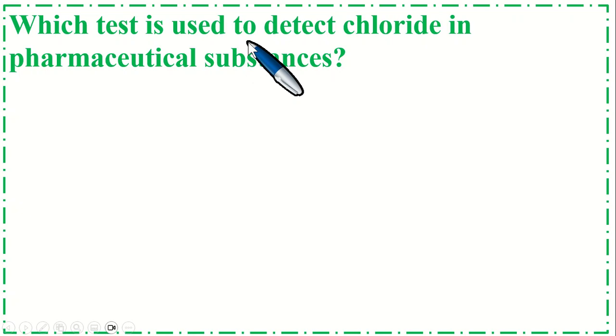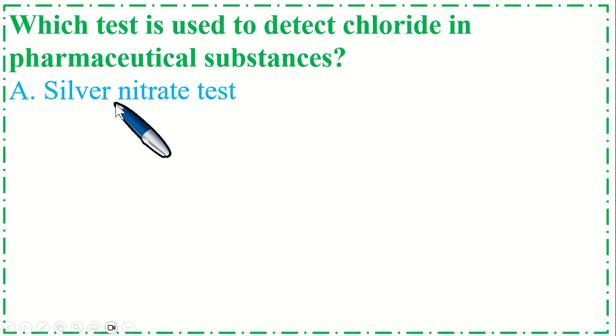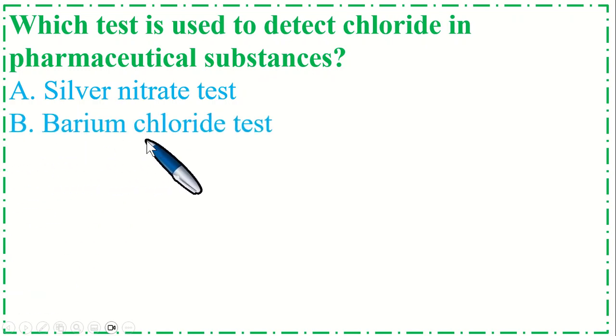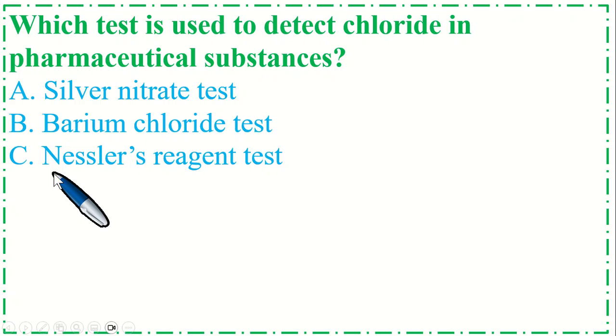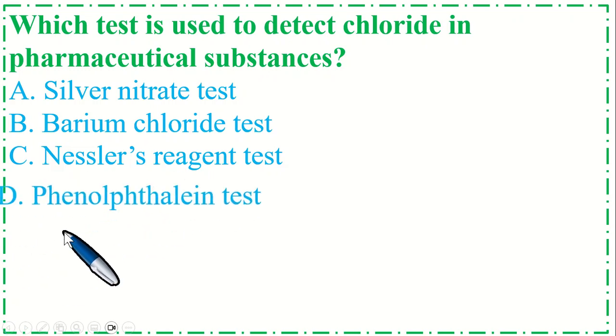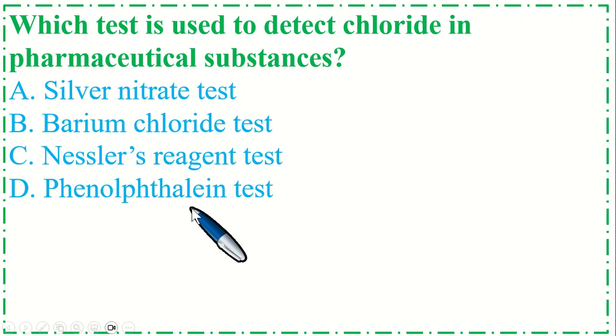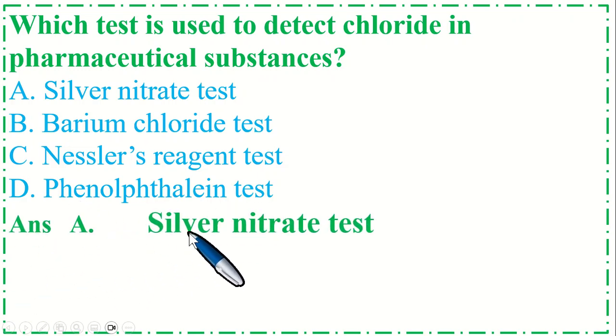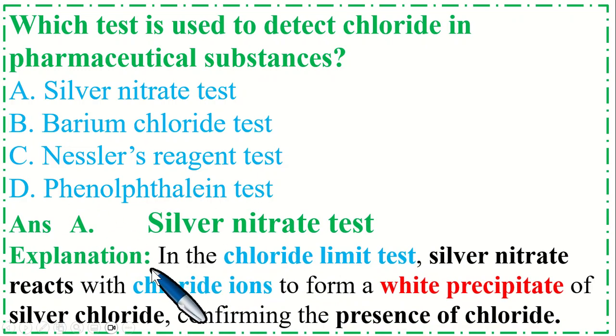Which test is used to detect chloride in pharmaceutical substances? Option A, silver nitrate test. B, barium chloride test. C, Nessler reagent test. And option D, phenolphthalein test. So the correct option is A, silver nitrate test. Explanation: in the chloride limit test, silver nitrate reacts with chloride ions to form a white precipitate of silver chloride, confirming the presence of chloride.